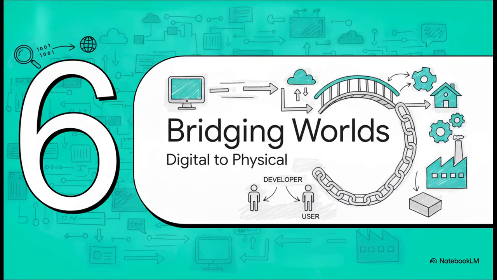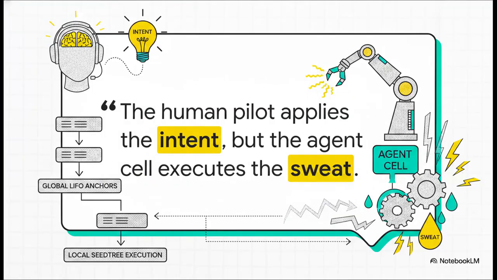Section 6. Bridging worlds. Digital to physical. Let's zoom out a bit and look at the massive philosophical shift this architecture represents for you, whether you're a developer or just an enthusiast. This quote beautifully captures what the source material calls the semiotic bridge. It states, "The human pilot applies the intent, but the agent cell executes the sweat." By combining global LIFO anchors with local SeedTree execution, we have literally created a system that flawlessly translates your messy human desire into strict, uncompromising, and deterministic machine execution.